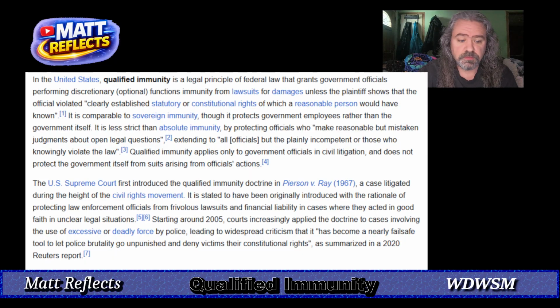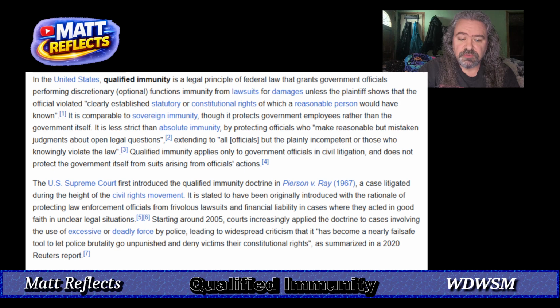in this country. Anyway, we're going to start with a definition of qualified immunity. I'm going to use the one from Wikipedia, mostly because I think it actually does a pretty good job overall. And if you go to the Wikipedia one, it does have some information on some of the case law that defined it. So, in the United States, qualified immunity is a legal principle of federal law that grants government officials performing discretionary functions immunity from lawsuits and damages unless the plaintiff shows that the official violated clearly established statutory or constitutional rights of which a reasonable person would have known.